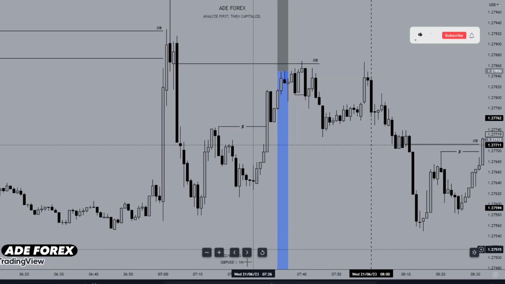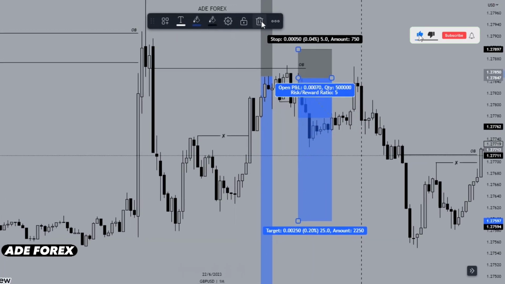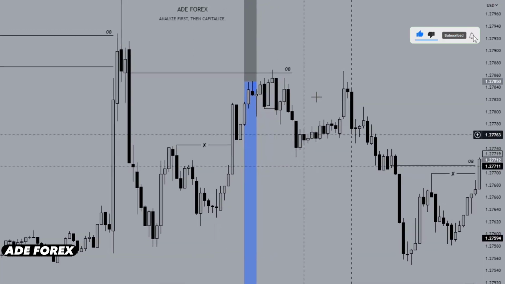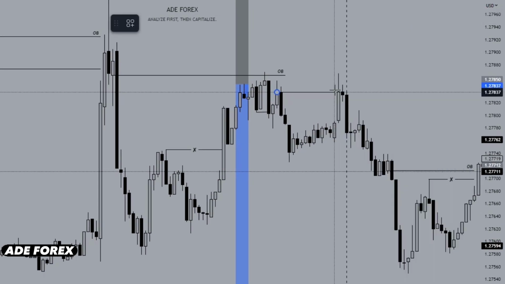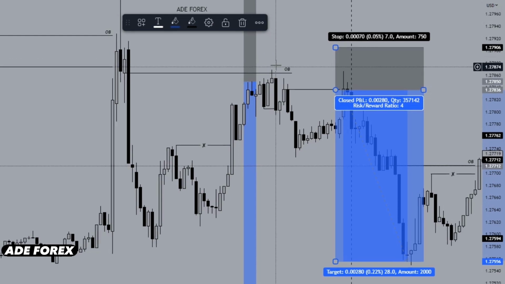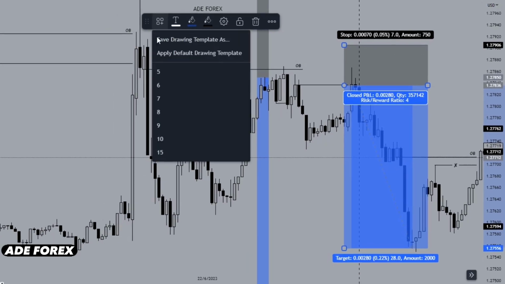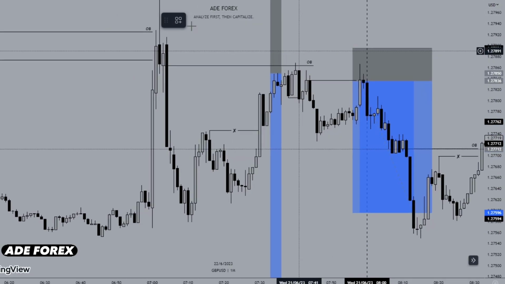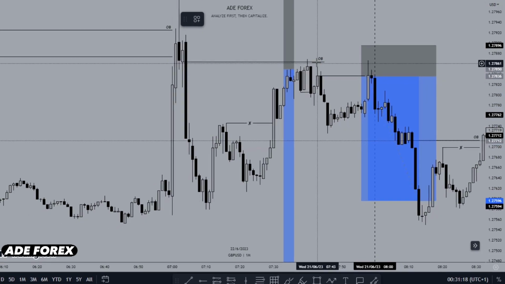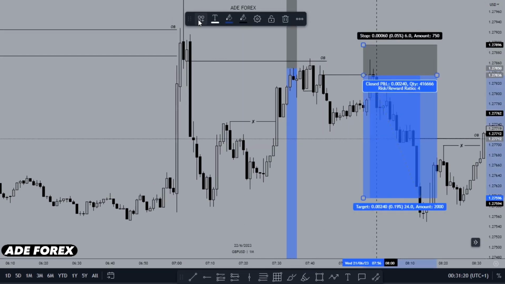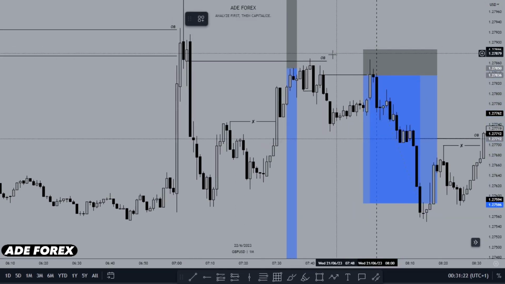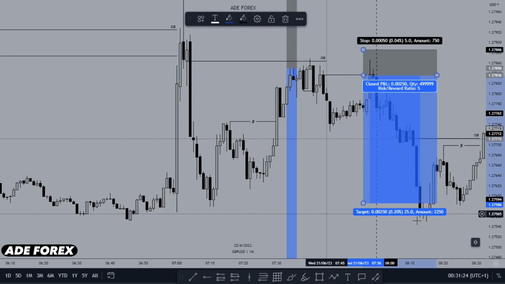Let me delete that to not cause confusion. It gave another entry around here, as you can see. So you could have another entry around here. Your stop loss would be above here, probably 6 pips or something, or even 5 pips, as long as it's above this high. So you could have gotten multiple entries.